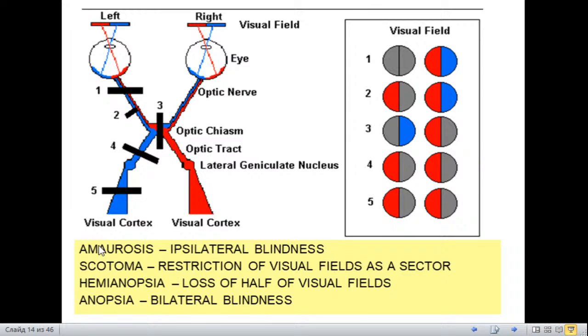Then partial loss of visual field is known as scotoma, when some fibers of the optic nerve, for example, are damaged. That is the second case. You see only external or lateral fibers are damaged, and in this case you see only the nasal visual field of the left eye is lost.